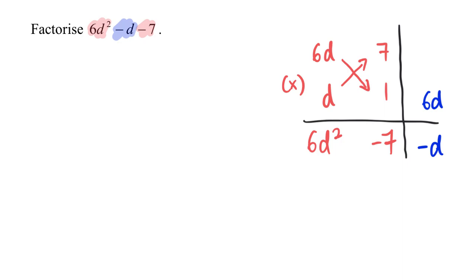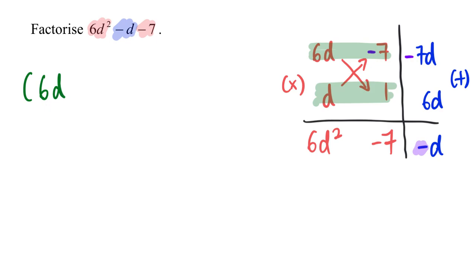D times 7 will be my 7d. And now I need to consider my negative sign such that I get a negative 1d. So where should the negative belong to? Yes, it should belong to the 7. Such that I will still have my negative 7 times 1 equals negative 7. And negative 7 plus 6d is negative d. And we have successfully gotten our factors. This one will be 6d and negative 7d and negative 1 and positive 1, sorry.